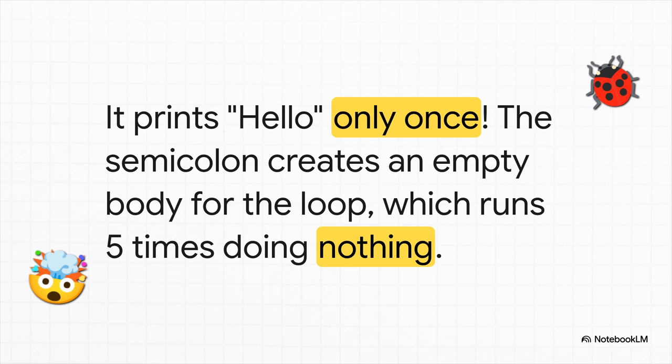This, my friends, is the infamous spurious semicolon. See that little semicolon right after the parentheses? That thing is the entire body of the loop. The loop is told to do nothing 5 times. And it does. The println statement isn't even part of the loop. It's just the next line of code that runs after the empty loop is all done. It's amazing how one tiny character can totally change what your code does.